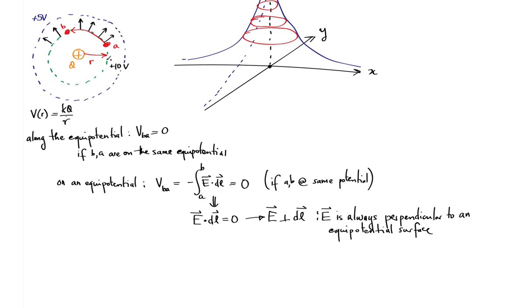In which direction does it point? So the guideline is basically that the electric field E always points from higher V to lower V, okay?